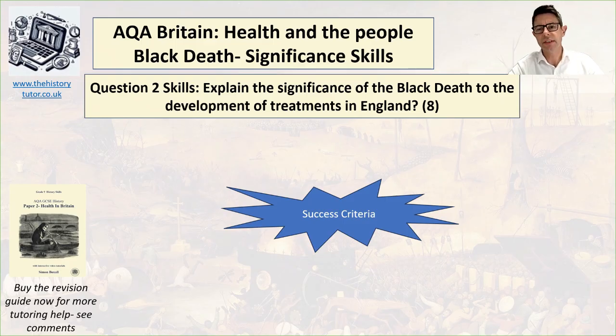Word explain, significant, the fact it's 8 marks, and then find the page in your revision guide and start to list down what you think would make a good success criteria. What do you think would be in the mark scheme? How many paragraphs are you going to write? What sort of skills are you going to show? So pause me now and jot your ideas.